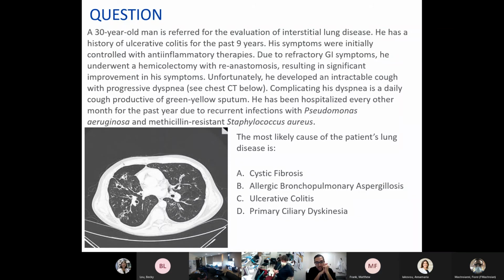Initially in the initial question I put A, but it's probably C, because you can get IBD associated. Nice job, Ryan. And why did you pick C, Ryan? Because you could get IBD-associated ulcerative colitis. When I read the question initially, all the GI symptoms could be explained by CF as well, but they're telling you he actually has a history of ulcerative colitis, so that doesn't really make sense. Okay, so it's really by process of elimination. It's not ABPA, and it's definitely not primary ciliary dyskinesia.